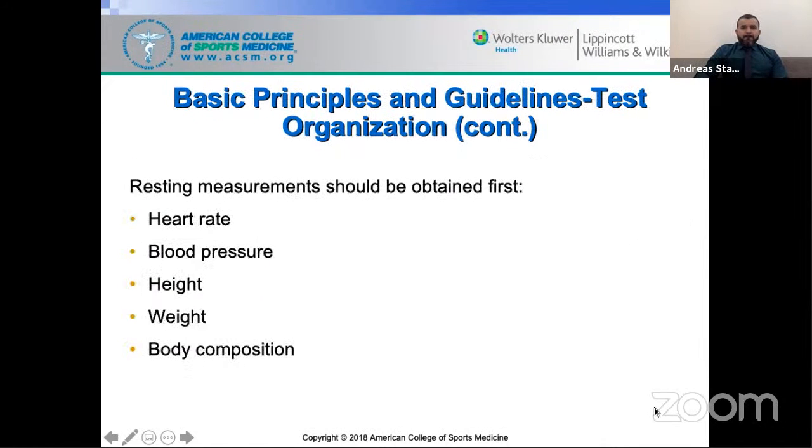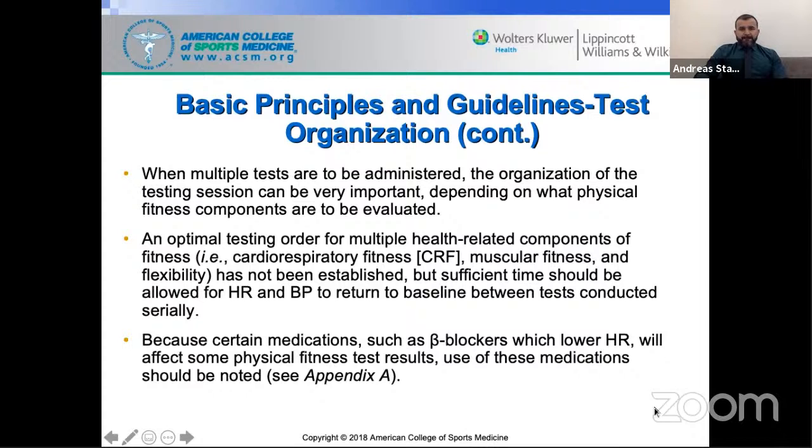Yeah, so concerning which measurements you should get first, a general rule of thumb is to get those ones that don't affect the other ones. The resting measurements, as you can see, heart rate, blood pressure, height, weight, body composition, do not really affect if you do a 1RM test later on, right? The other way around, though, it's not the same, right? So we take these first, and then we move to the actual fitness tests.